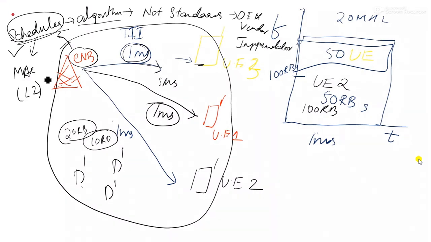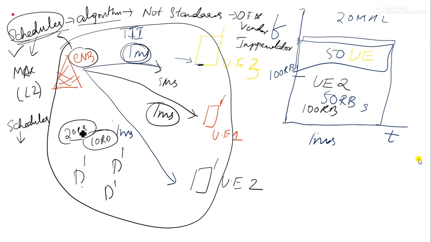Is there any role of 3GPP in this algorithm, though it is non-standard? Does 3GPP specify something? See, 3GPP gives some rules and regulations about scheduler algorithms, but how you implement it is left to vendors. So it doesn't specify the algorithm, it only tells how the scheduler has to work.